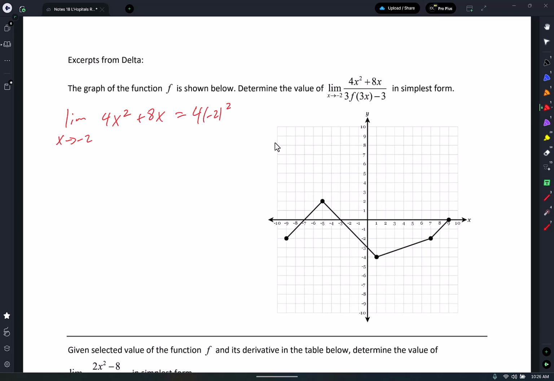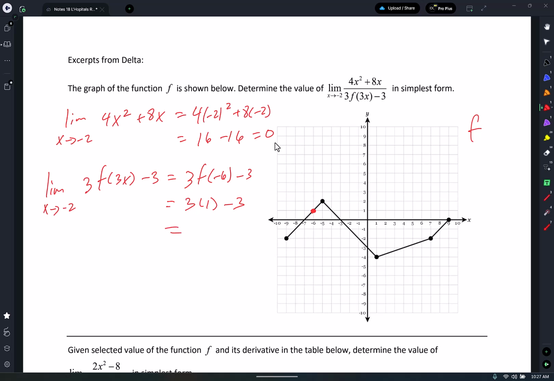4 times -2 squared plus 8 times -2. -2 squared is 4, 4 times 4 is 16, 8 times -2 is -16, so that's 0. Now the denominator: limit as x approaches -2 of 3f of 3x minus 3. That's 3f of -6 minus 3. This is f right here. f of -6 is 1, so you get 3 times 1 minus 3, which is definitely 0 again.